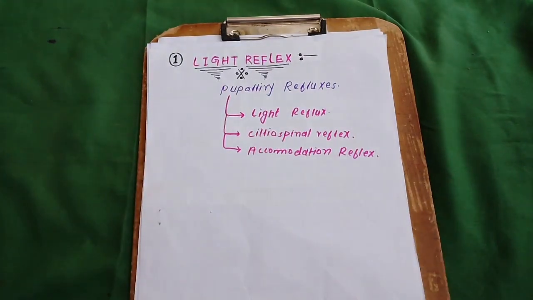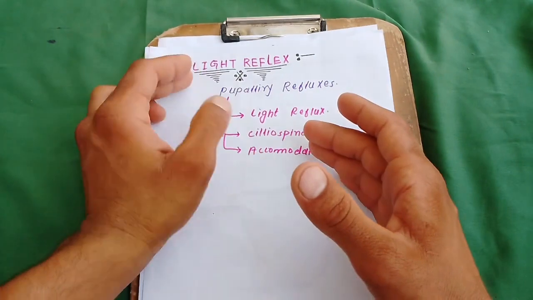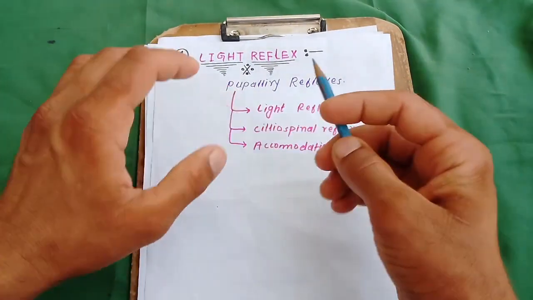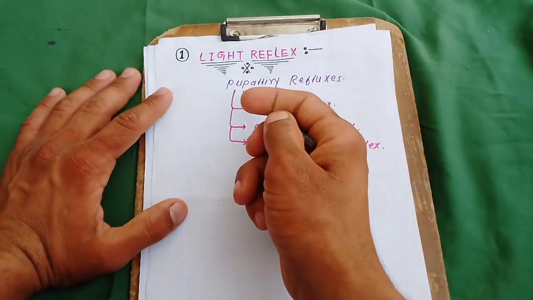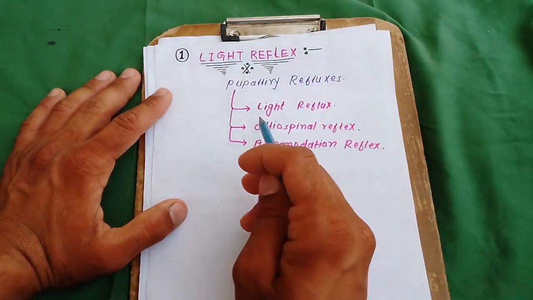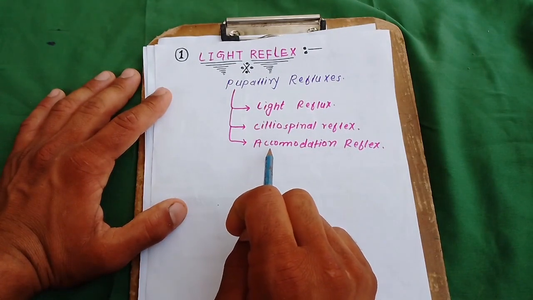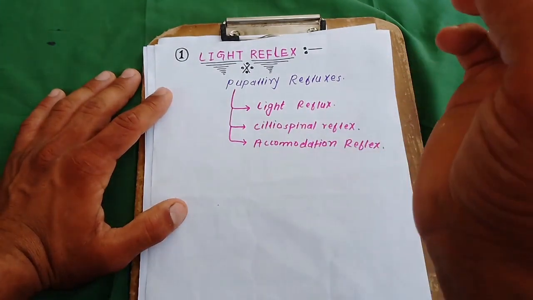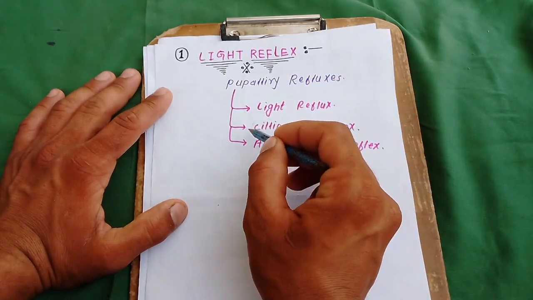Bismillahirrahmanirrahim. Today we are going to talk about the light reflex. What is meant by the light reflex? The light reflex is a type of the pupillary reflex. The pupillary reflex has three types: light reflex, ciliospinal reflex, and accommodation reflex. But in this class I will only explain the light reflex and skip these two.